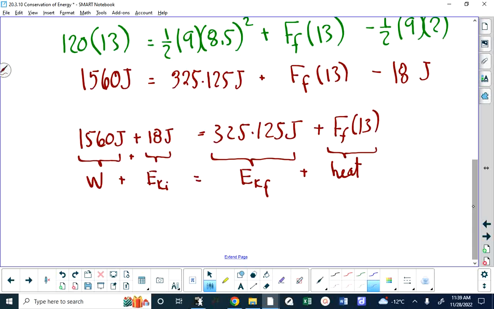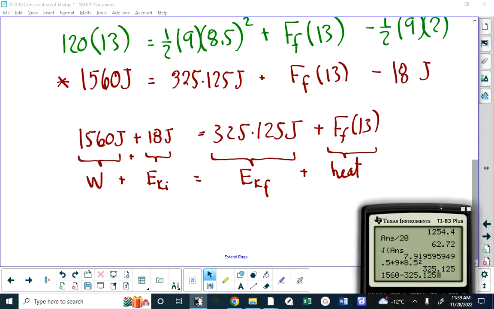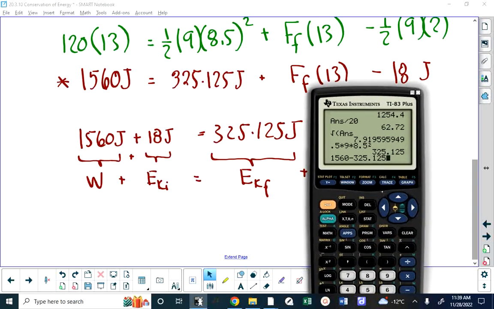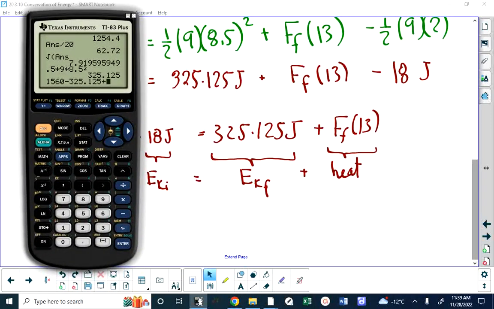Anyway, to solve this equation from here, we need to take the 1560, we need to subtract the 325.125, we need to add the 18. So I'm looking at this line just above the calculator. I need to add the 18. This is the total amount of heat produced. I need to divide by 13 meters, so I get a force of friction of about 96 newtons.